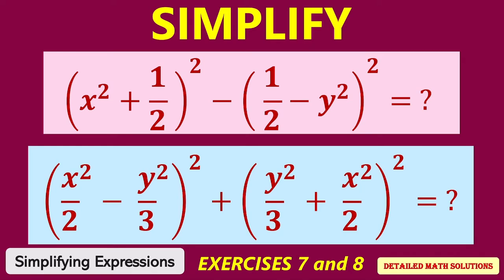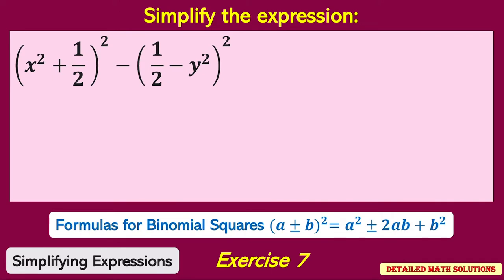In this video, I'm going to write step by step how to simplify the algebraic expressions displayed on the screen. To solve these exercises, I'm going to use the formulas for binomial squares. (a ± b)² = a² ± 2ab + b².